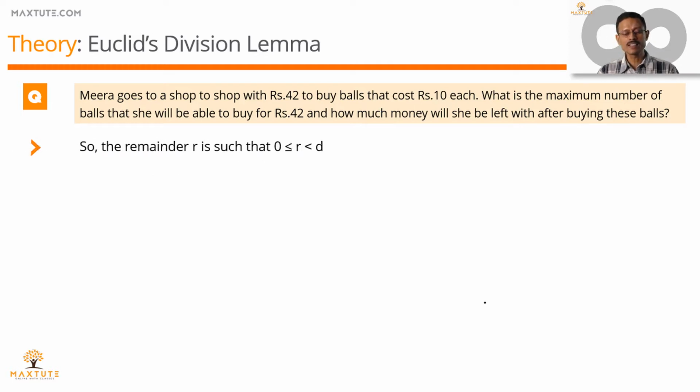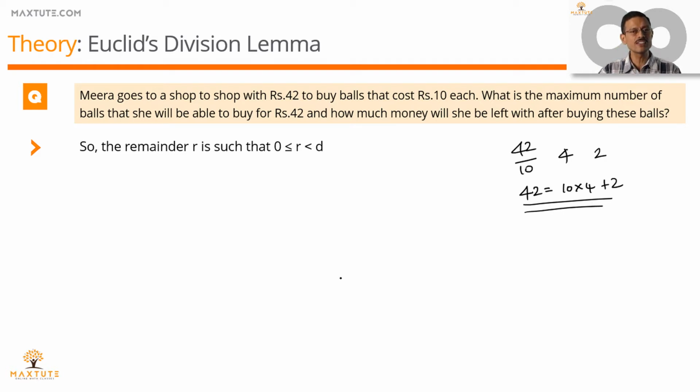Now, let's write this entire division in an equation form. She went with 42, bought 4 balls each costing 10 rupees and she's left with 2 rupees. So the 42 that she went with can be written as 10 into 4 plus 2. This, in short, is your division lemma, Euclid's division lemma. So 42 is equal to 10 into 4 plus 2.